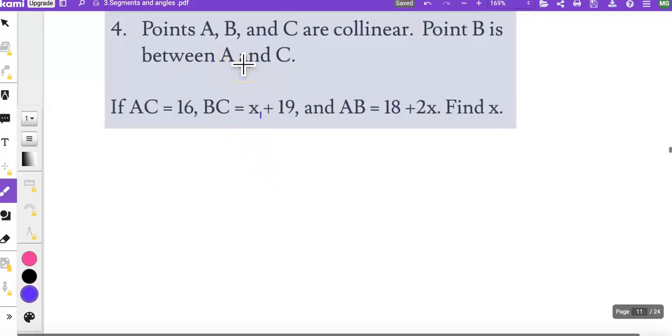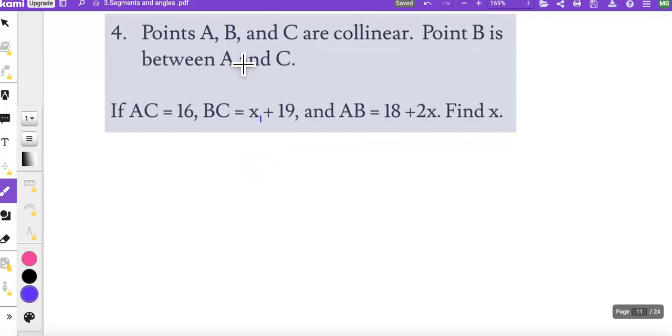It says points A, B and C are collinear. Point B is between A and C. The important thing is, always read the question. So from this I came to know my AC is equal to what? AB plus BC. If I draw a line over here, that's my A, that's my B, and this is my C over here.